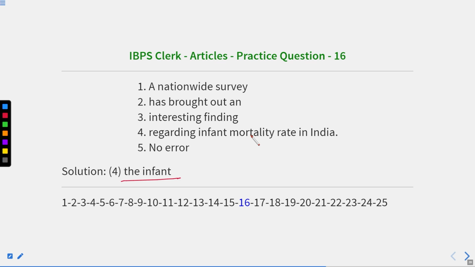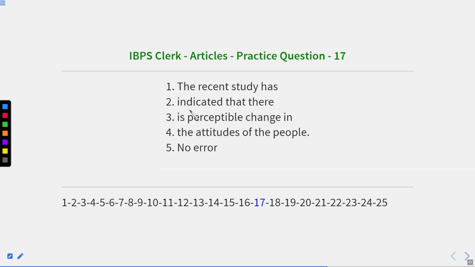Now let us move to the next one. This is question number 17. The recent study has indicated that there is perceptible change in the attitudes of the people. It means the recent study, so this part is correct, has indicated what? That there is perceptible change. Again, change is a noun, before which we have used "perceptible." So there is a little change. Here before "perceptible," we need an indefinite article, that is "a," because perceptible has a consonant sound. So the answer is "a perceptible change."